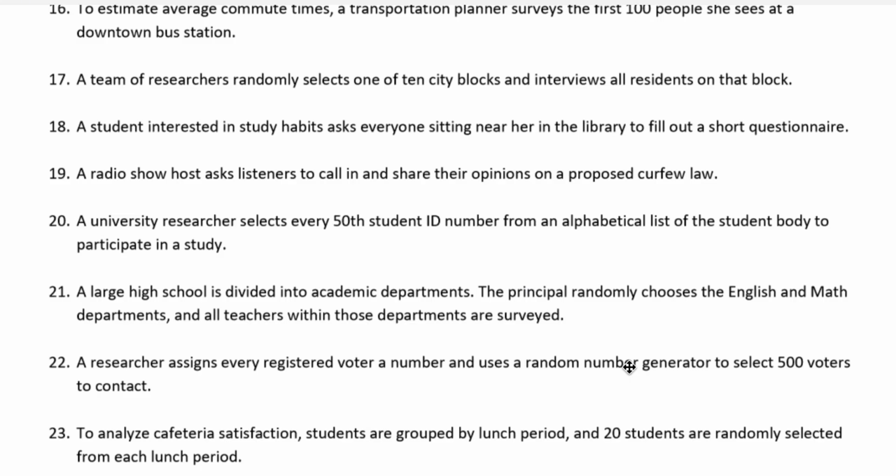23. To analyze cafeteria satisfaction, students are grouped by lunch period, and 20 students are randomly selected from each lunch period. This will be a stratified random sample because it first divides everyone into different lunch periods, that's different categories, and 20 students from each category have been selected, so that is a hint for stratified.